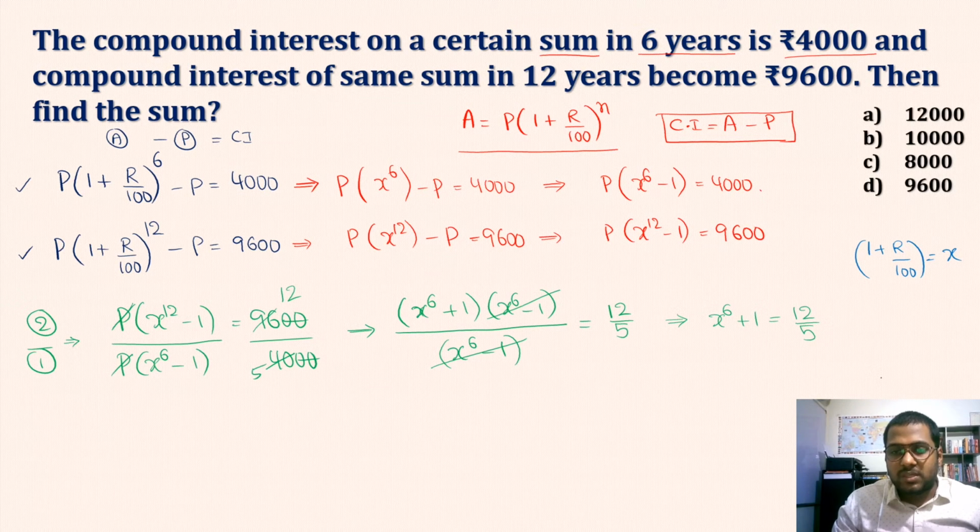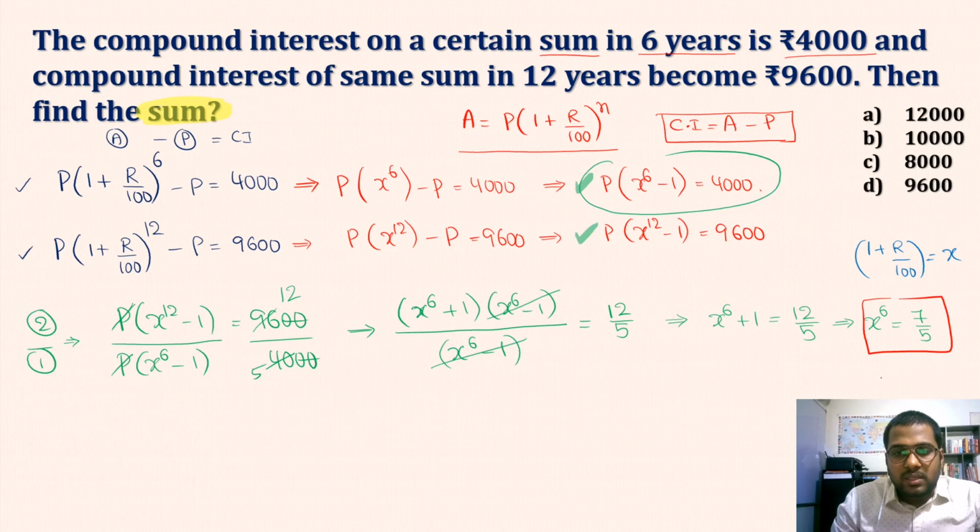If X power 6 plus 1 is 12 by 5, then X power 6 is 12 by 5 minus 1, that is 7 by 5. So by solving these two equations, I am getting the value of X power 6. Now what is the requirement? Find the sum. From the first or second equation, you can replace X power 6 with 7 by 5. I am considering the first equation.